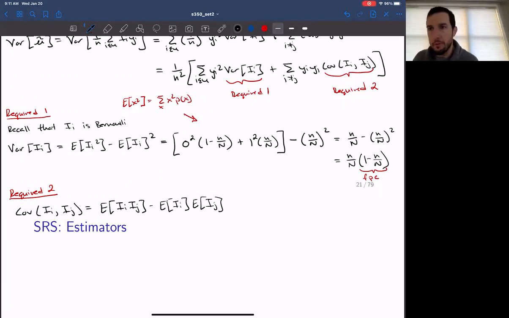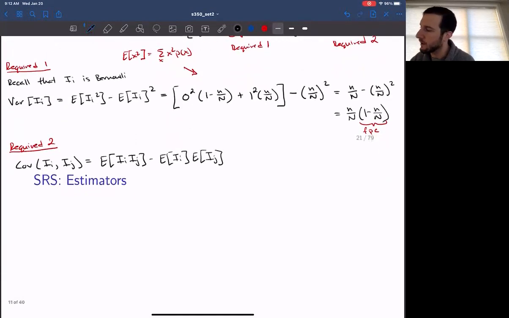Okay, this second term, which is the product of the expected values. So we have the expected value of I subscript i, and we have the expected value of I subscript j. Not too concerned with this because we know that these are both just little n over capital N. So we've derived those a few times already. But we need to work out the expected value of the product. And so, what is this?